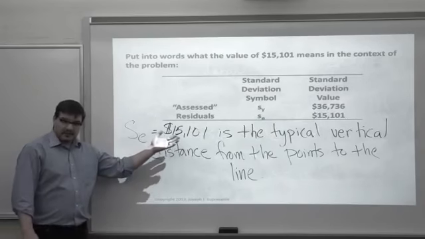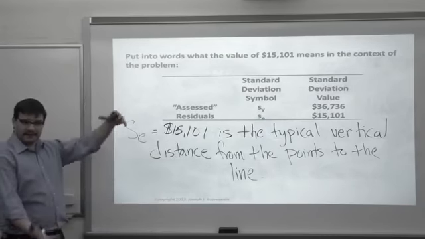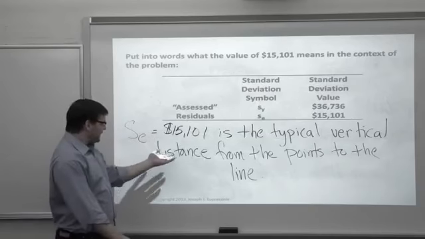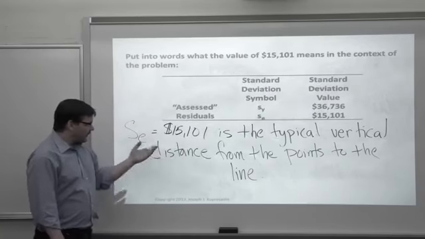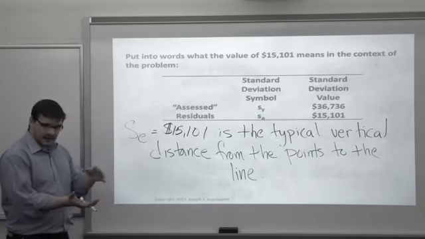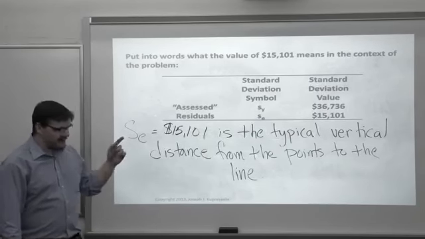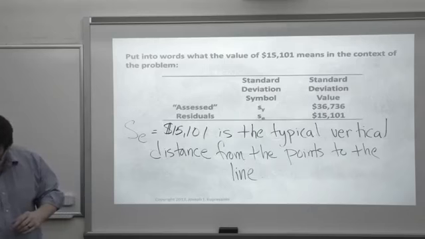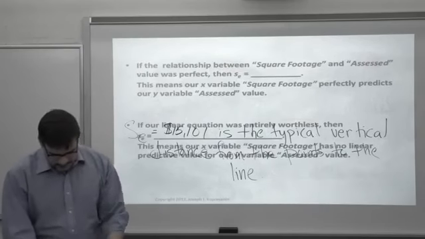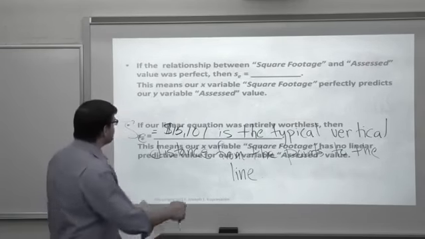If that number is big, then the points on average are far from the regression line. If that number is small, then the points on average are typically close to the regression line. Okay? So we need to look at the ratio of these two. Flip over to the next page.